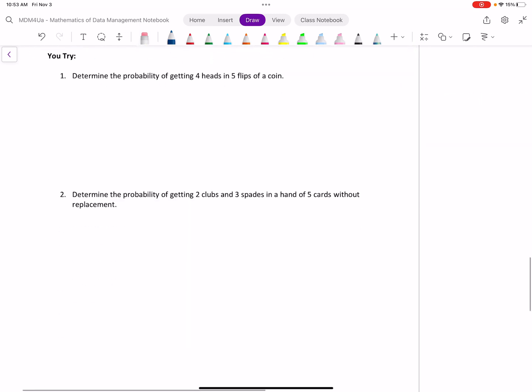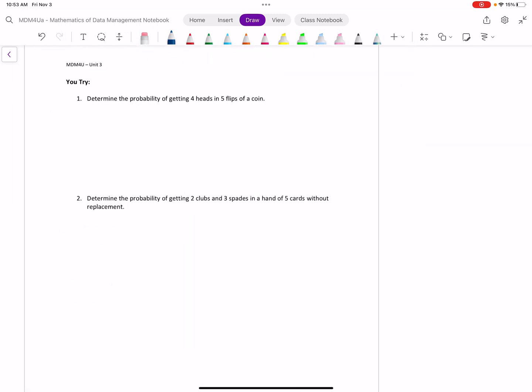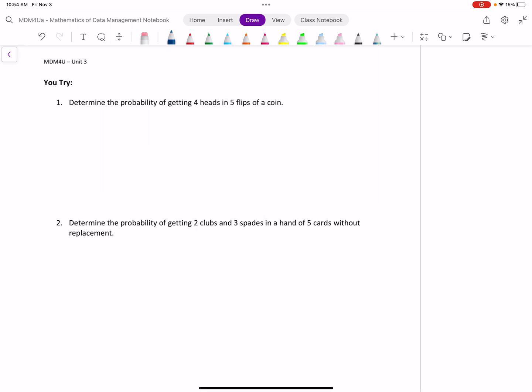Okay, try the U-try here. Again, pause the video or just take a look on OneNote for the answers, but I'll explain them here if you need it. So this one, determine the probability of getting 4 heads in 5 flips of a coin. So probability of 4 heads, which implies 1 tail. So the order here, we don't know which order. We've got the 4 heads and 1 tail. It could be the tail first, second, third, and so on.